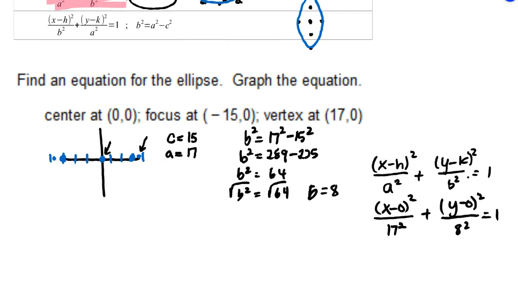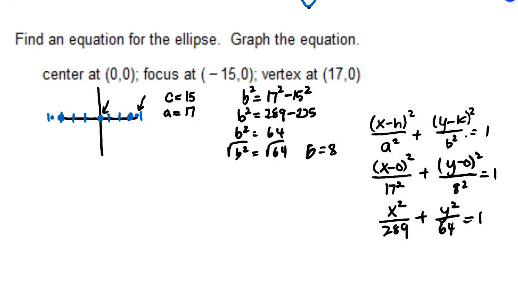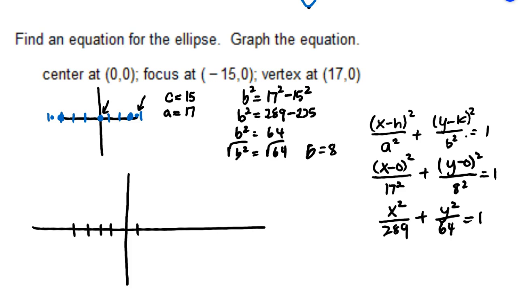Then we can do a little bit of simplifying, and we have x squared over 289 plus y squared over 64 equals 1. So finally, I'll sketch the graph. And I'm going to count by fives: 5, 10, 15, 20.